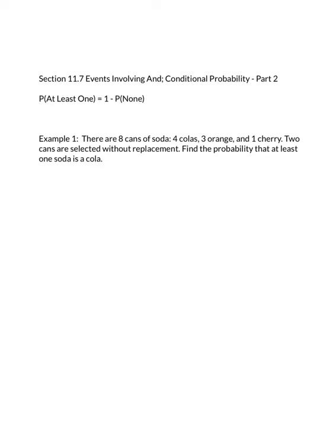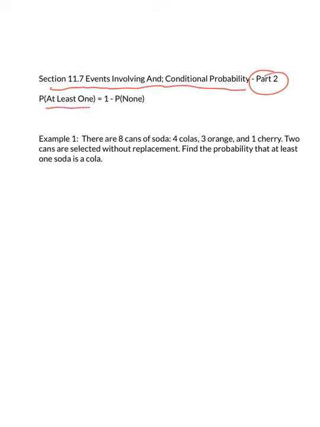This is still section 11.7, events involving and conditional probability, part 2. It does have a lot of formulas in this section, which is why I had to split it up into 2 different parts. The next formula is for when you see the phrase "at least one" inside a probability problem.